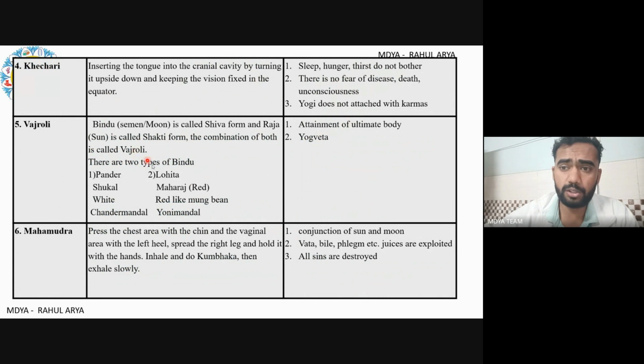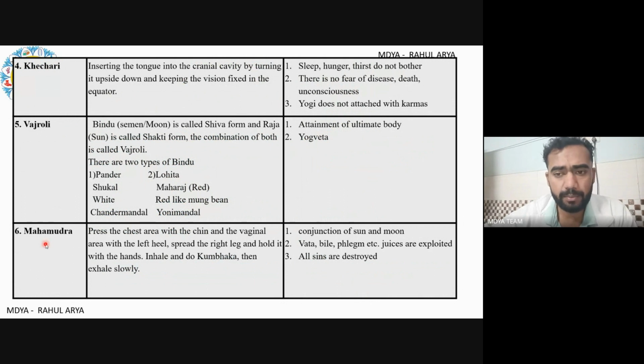And about the Vajroli also, the same thing we discussed in yesterday's class: Pandar and Lohit, two kinds of Bindu. Pandar, Shukla, is white in color and its location is the Chandra Mandal. And the Lohit is red in color, and its location is the Yoni Mandal. It is red like a moong bean. Remember that? The benefit of Vajroli is the attainment of an ultimate body, and he will become a Yoga Veda.